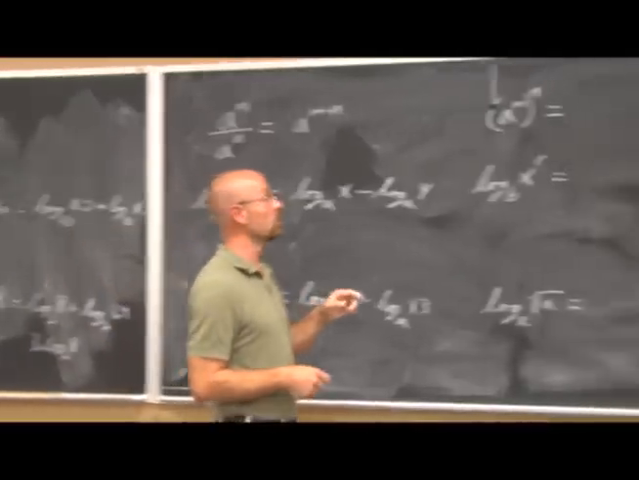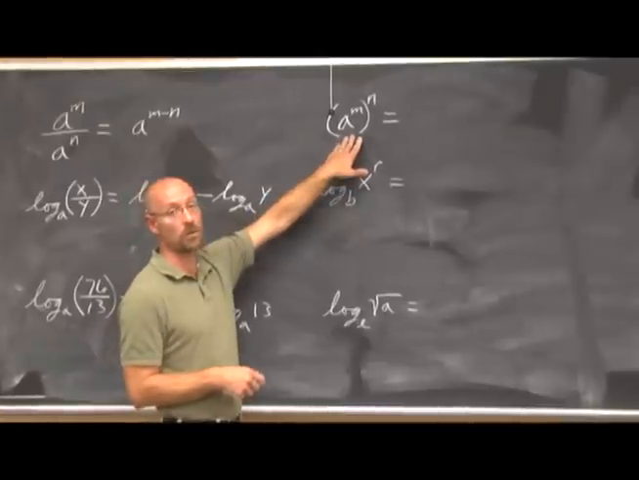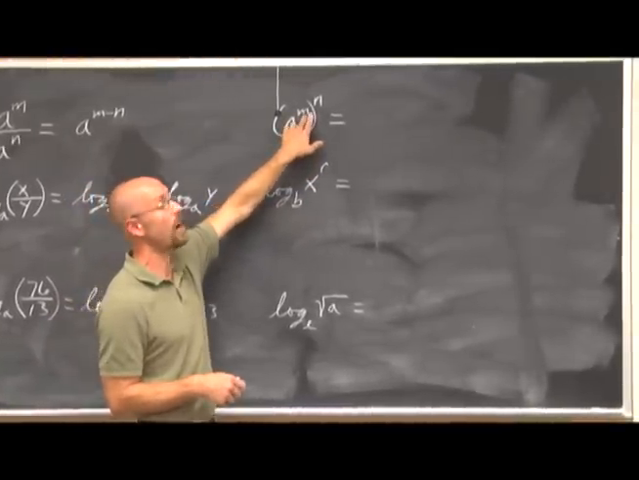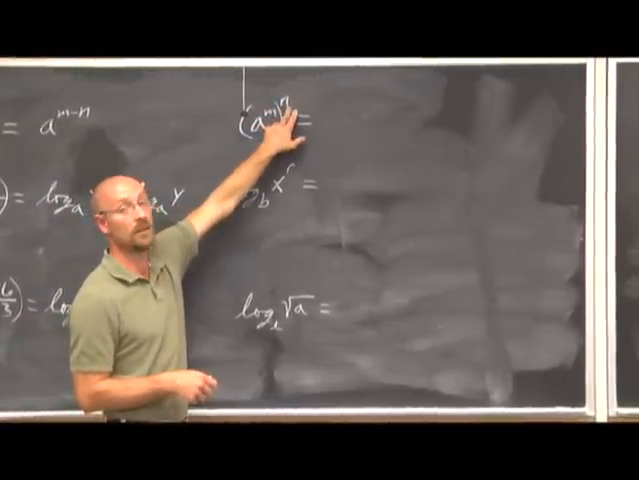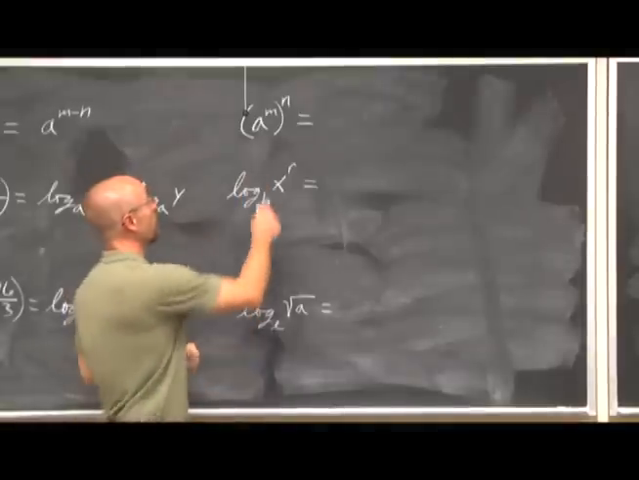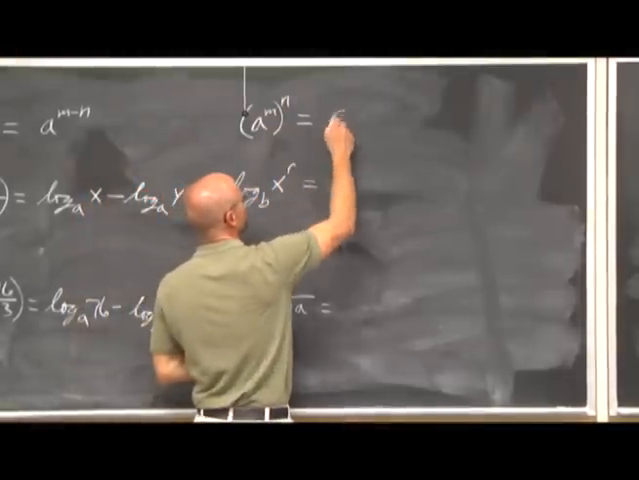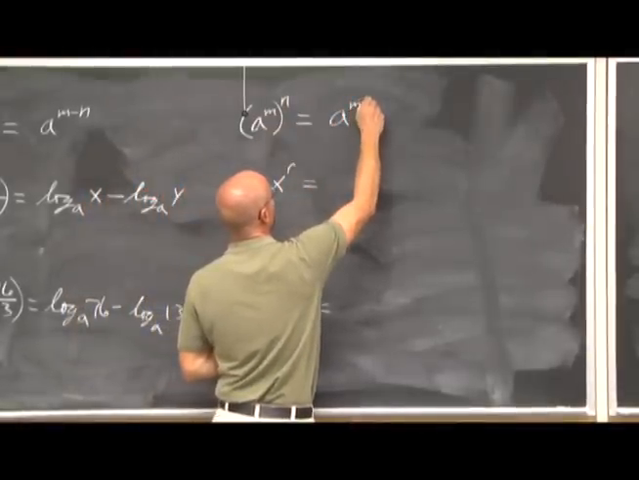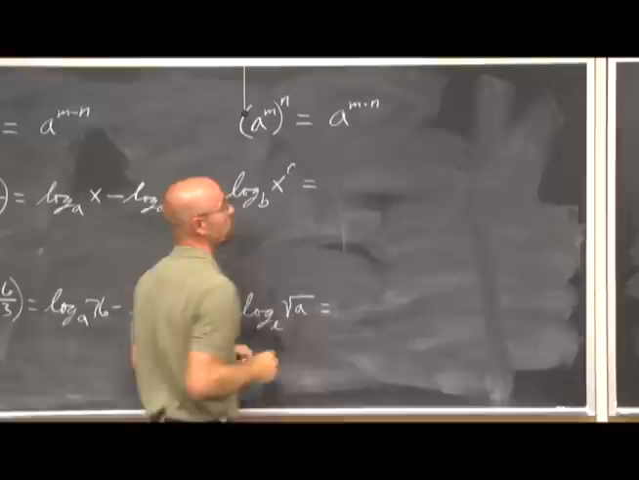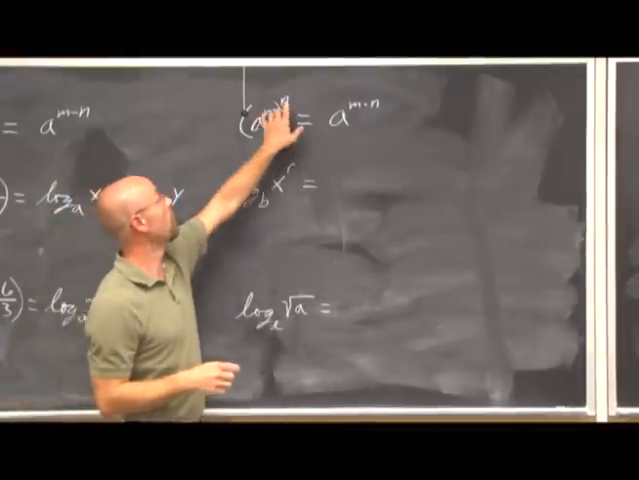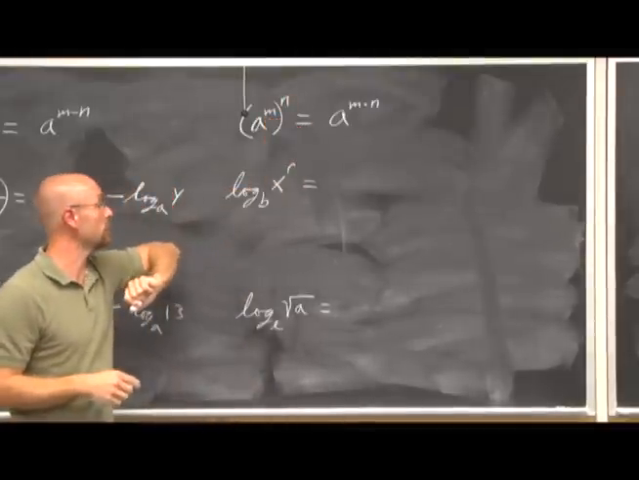Now there's one more rule we're going to look at, and that's called the power rule. Whenever I have a base to a power raised to a power, it's called the power rule, right? Exponent raised to an exponent. Hopefully we recall that we have to multiply them. So I'm just multiplying the powers.